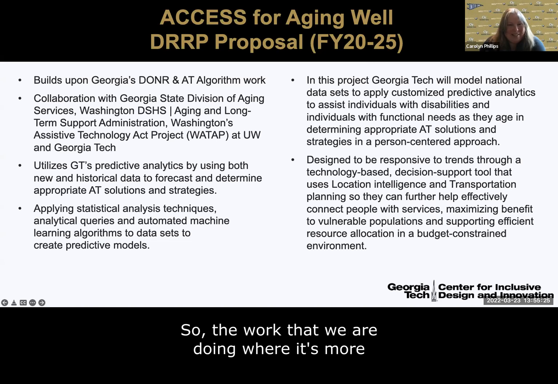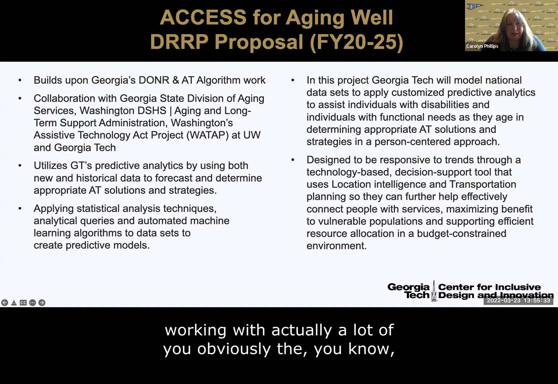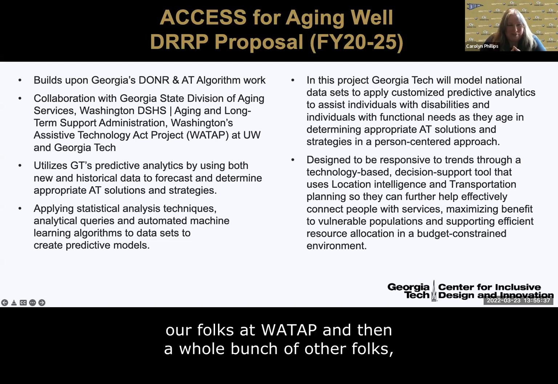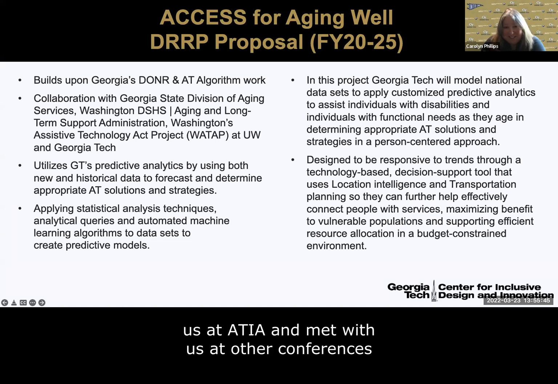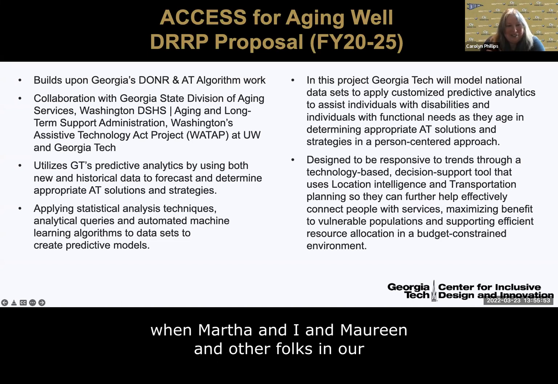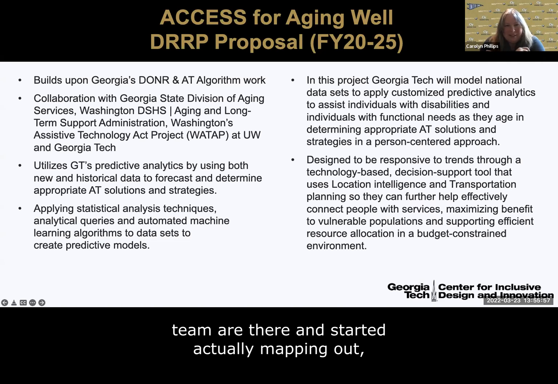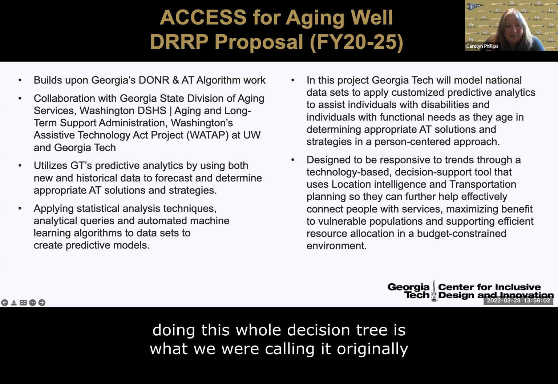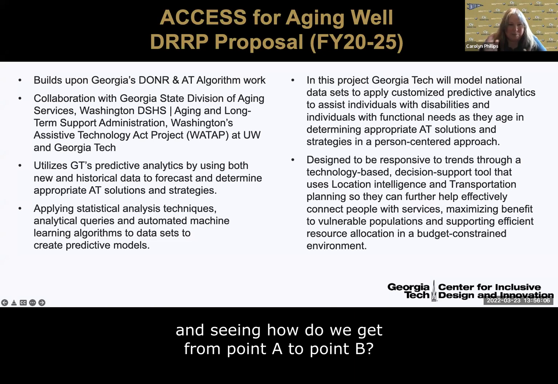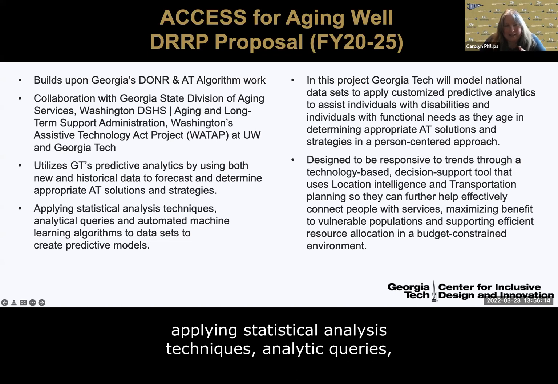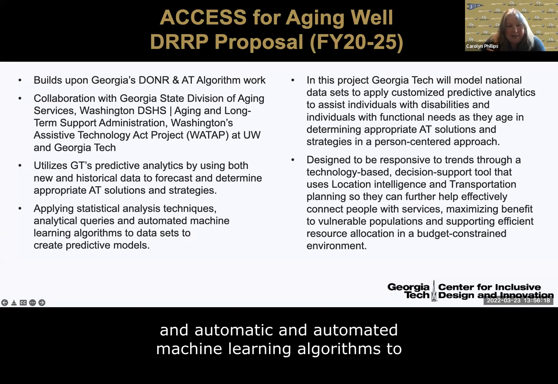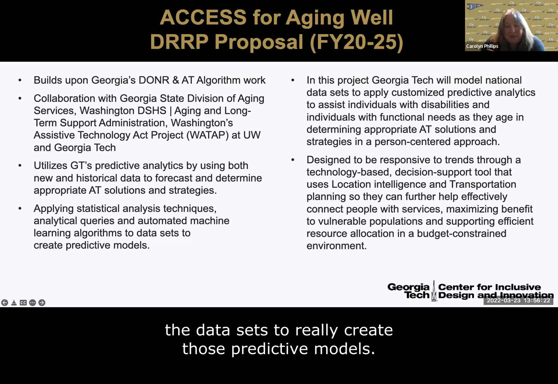So the work that we are doing, where it's more some of those predictive analytics, modeling, working with actually a lot of you, obviously, our folks at WATAP, and then a whole bunch of other folks, which is great. It builds upon the DON-R, and several of you have met with us at ATIA and met with us at other conferences, when Martha and I and Maureen and other folks on our team are there, and started actually mapping out, doing this whole decision tree is what we were calling it originally, and seeing how do we get from point A to point B? So the big change with Access for Aging Well and the DRIP is really applying statistical analysis techniques, analytic queries, and automatic and automated machine learning algorithms to the data sets to really create those predictive models.